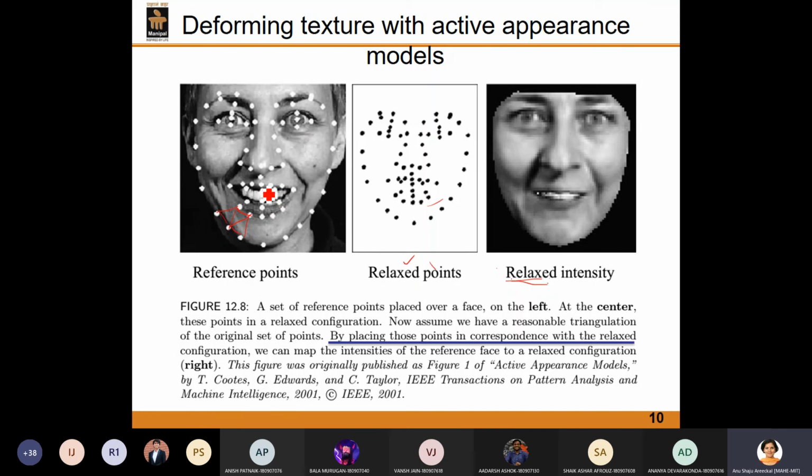Now when I'm trying to deform this triangular mesh with respect to these relaxed points, I'm trying to find out the value corresponding to these points. I know the values present at the vertices, and let's say for example this particular point comes somewhere over here. I need to find out the pixel intensity corresponding to this. So I do a barycentric interpolation using a ratio of areas to find this particular new point. Like that I do it for all the points present over there.